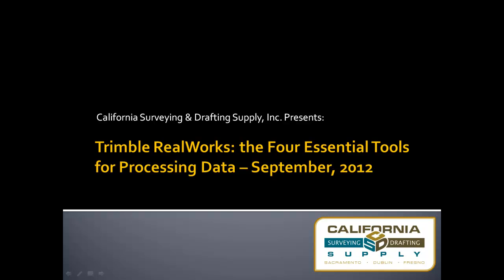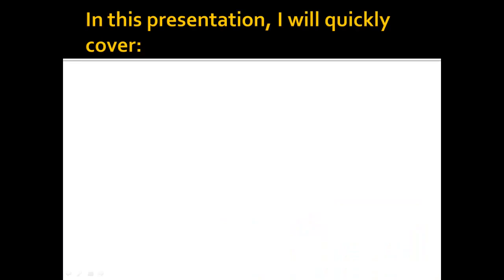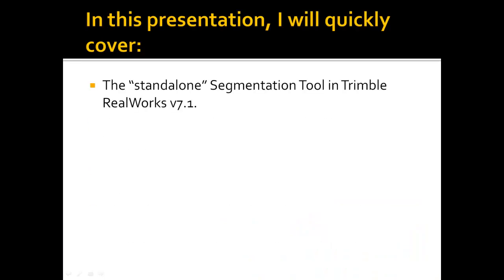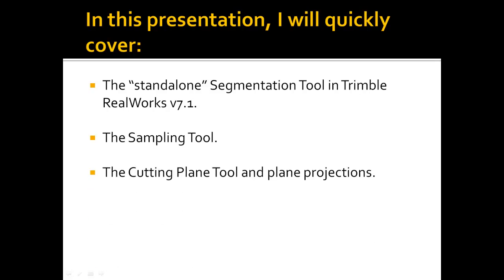Today I'll be talking about the 4 essential tools for processing 3D point cloud data within Trimble RealWorks software. In this presentation, I'll quickly cover the standalone segmentation tool within Trimble RealWorks version 7.1, the sampling tool, and specifically the topography-based sampling tool to get rid of any vertical noise from a point cloud, the cutting plane tool and how to project planes onto your point clouds, and the 2D EasyLine tool for creating polylines over your point clouds.